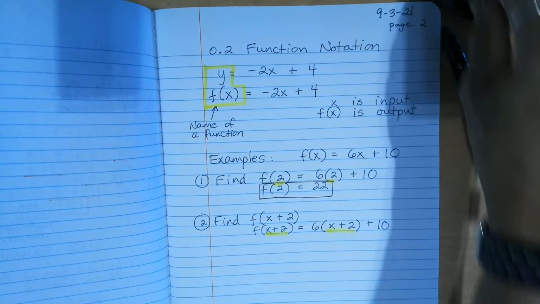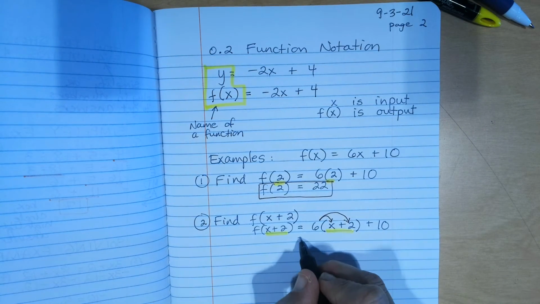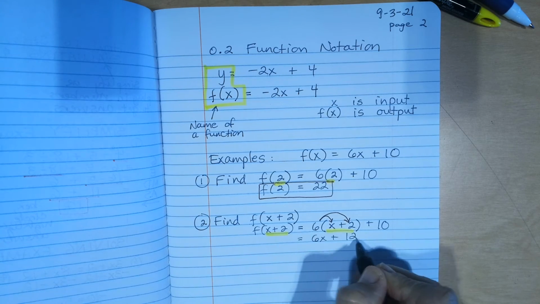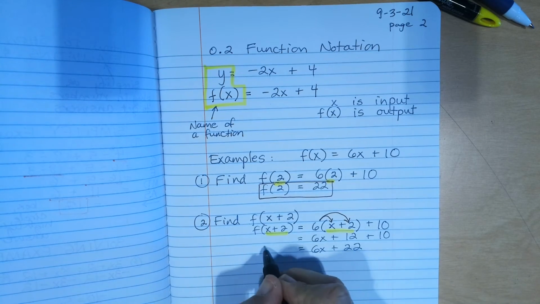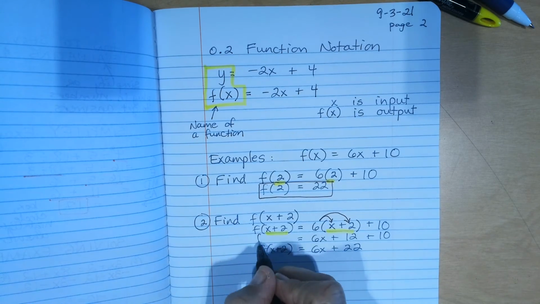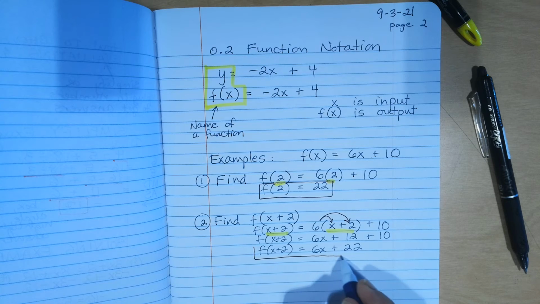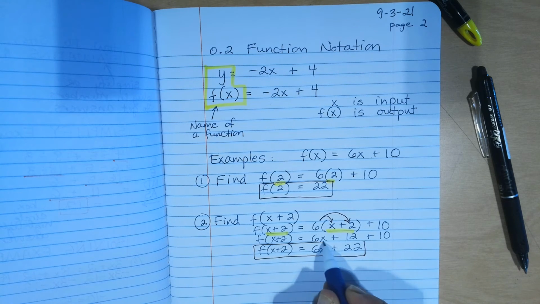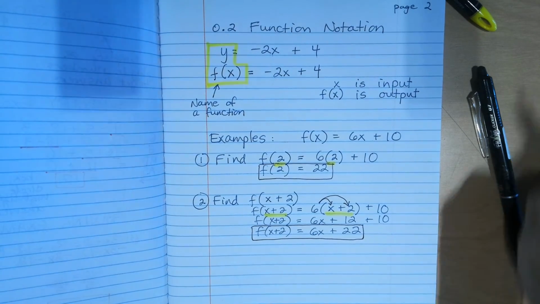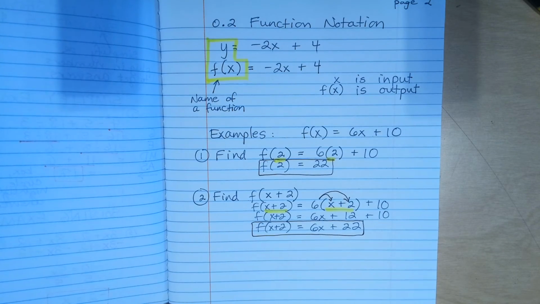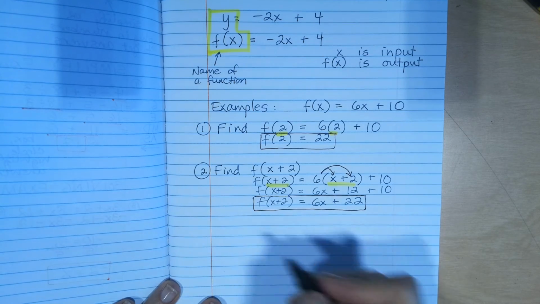All the normal rules apply. So you will distribute your 6 and combine like terms. Box your answer. Question? It's very straightforward. Whatever you see as x, you just replace it. So third example.